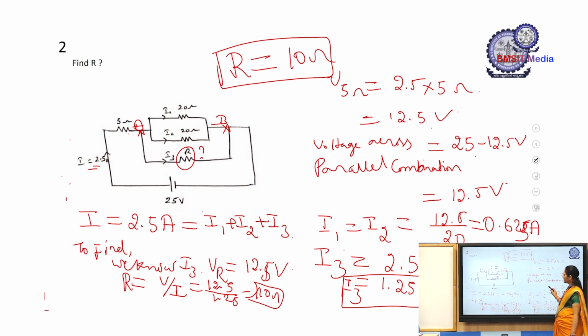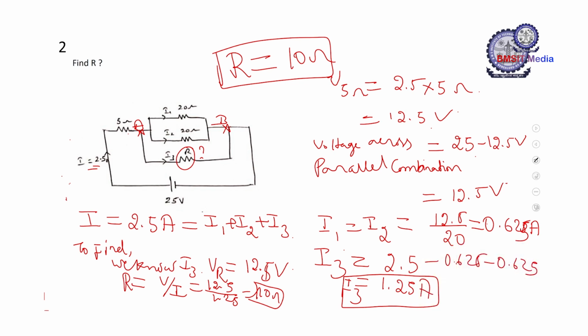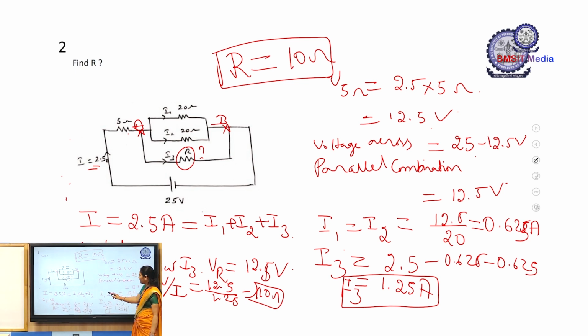Once we know the voltage across nodes A and B, we can find I1, I2 and I3, because I3 is also connected to A and B. First we will find I1 and I2. Since the resistor values are equal, I1 and I2 will be equal to 0.625 amps. So we know the voltage across that combination, and we also know that the total of the currents I1, I2 and I3 will be equal to 2.5 amps.